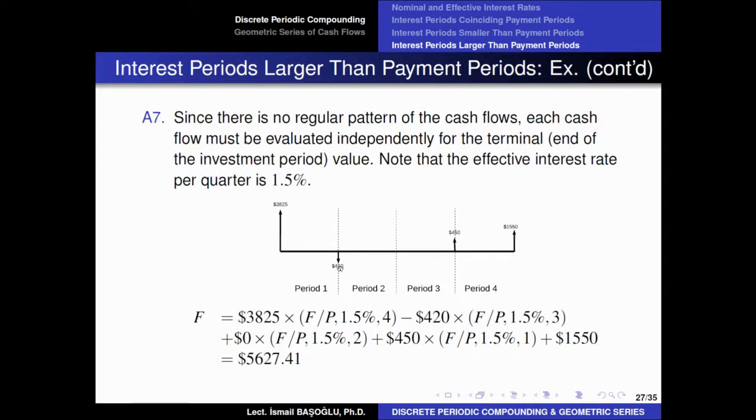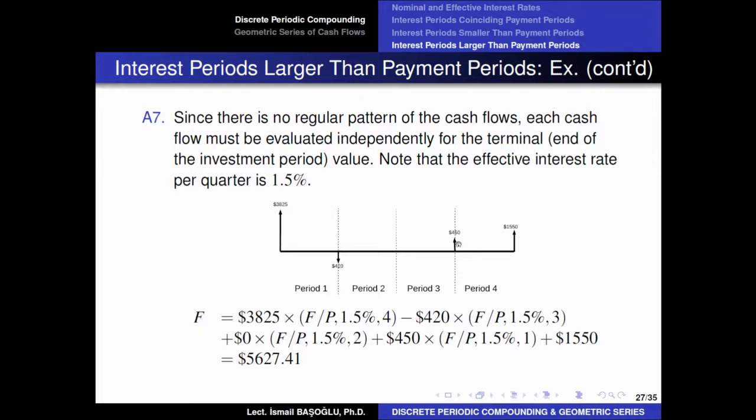Now for the second cash flow, there is a negative 420, and we will apply 3 periods of compound amount factor. So we need to multiply minus 420 with F over P, single payment compound amount factor under 1.5% interest for 3 periods. Now, in the end of the second period, there is a 0 cash flow. So we multiply it with the single payment compound amount factor for 2 periods this time, again with the same effective interest rate for each period.